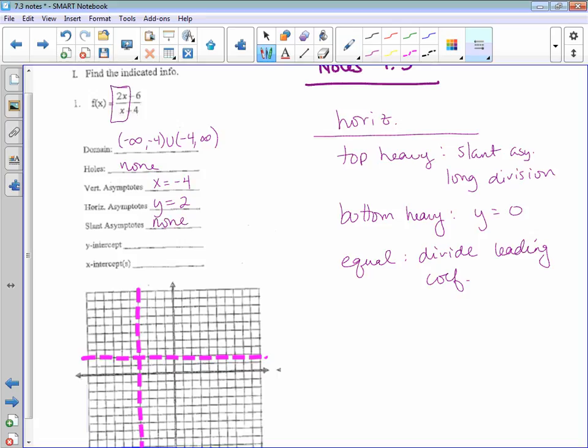All right, now y-intercept. What is my x value if I'm on the y-axis? 0, right? If you're on the y-axis, what is your x value? 0. So that means I plug a 0 in. What? 3 over 2. Okay. So that is a point on your graph. 0, 3 over 2. Okay. Now x-intercept, guys, that's when you set the fraction equal to 0.